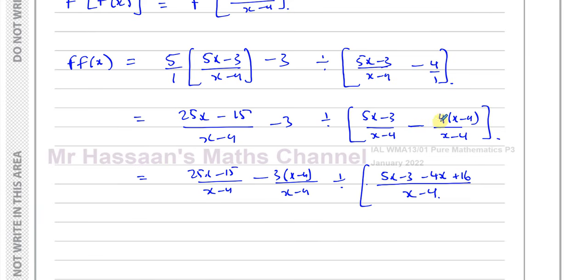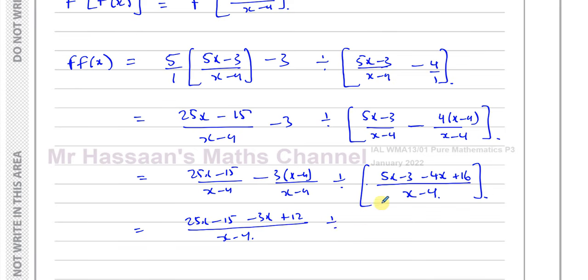Okay, plus 16. So minus 4 times plus 4 is plus 16. Yeah, so that's this one. Now I can also simplify this fraction, put it under one denominator, x minus 4. So I have 25x minus 15. That's going to be minus 3x and plus 12.